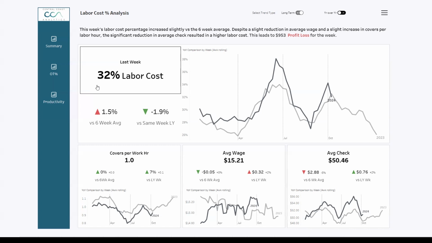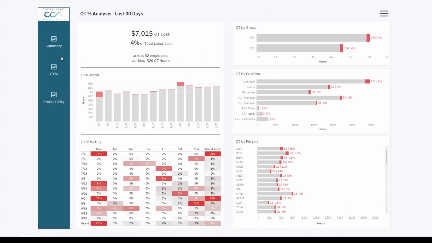So now let's say this is great information, right? But you can't always make decisions based on it at still what's kind of a high level. So what you need to do is dive in a little bit deeper. Let's do that. So we just clicked on the overtime button and now we're diving more into where we're spending money on overtime. So you can see over the last 90 days what our overall overtime cost was, what the percent was, how many employees we have, and how many hours of overtime we're working.